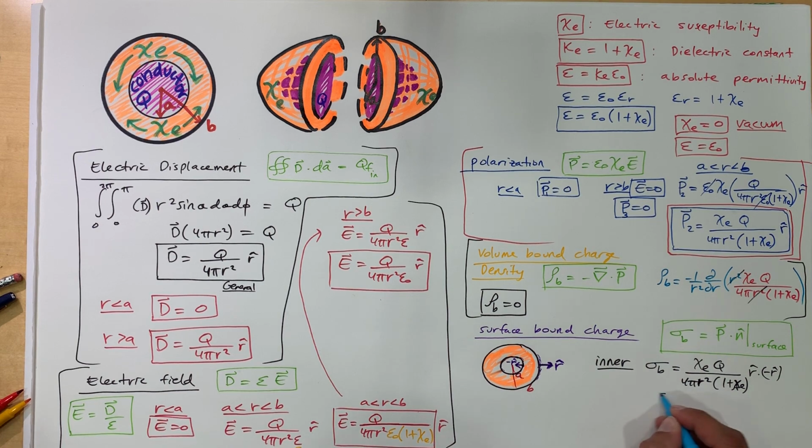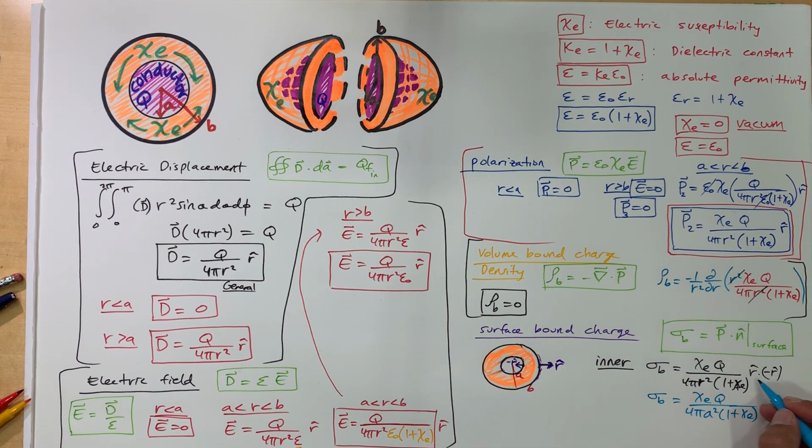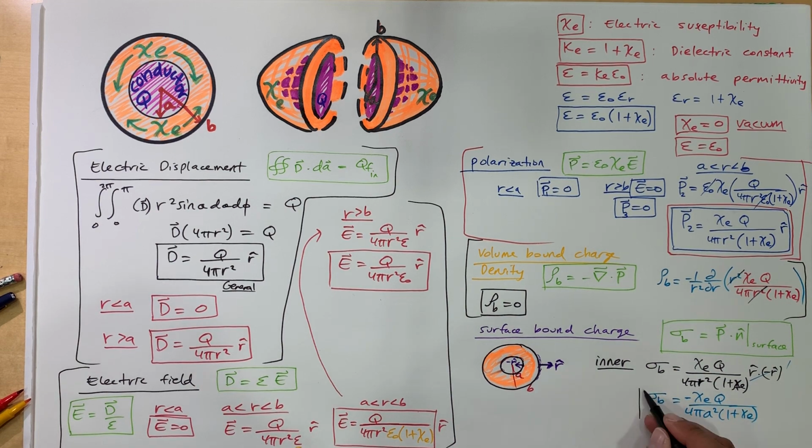So now we have, for the inner, chi e q over 4 pi a squared times 1 plus chi e, and these go to 1, or specifically -1, so we're going to just bring the negative out here. And now we have our inner surface bound charge.